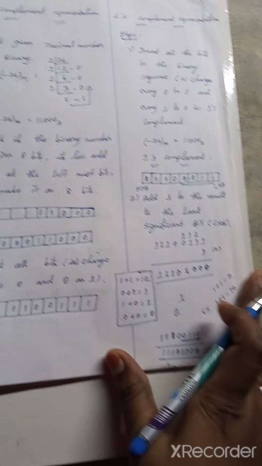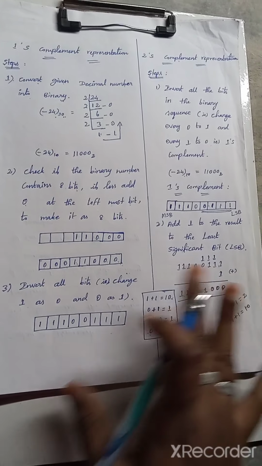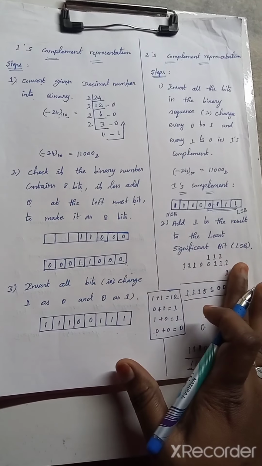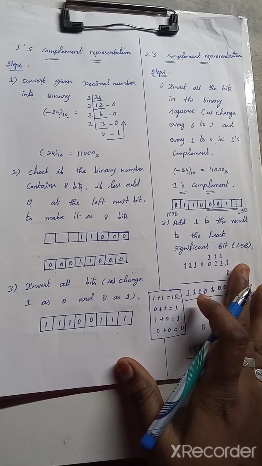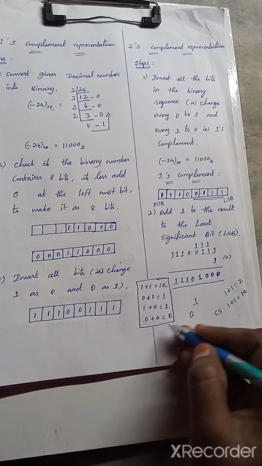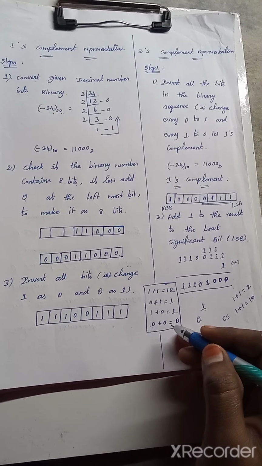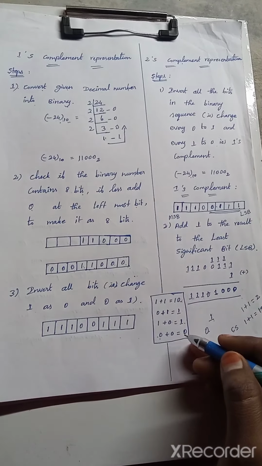Okay, but we have a negative example, so this is the form of this negative example. Hope you can understand this concept. This is the 1's complement representation, this is the 2's complement representation. Kindly memorize these numbers. Okay, this is the formation of addition and subtraction also. Okay, thank you students.